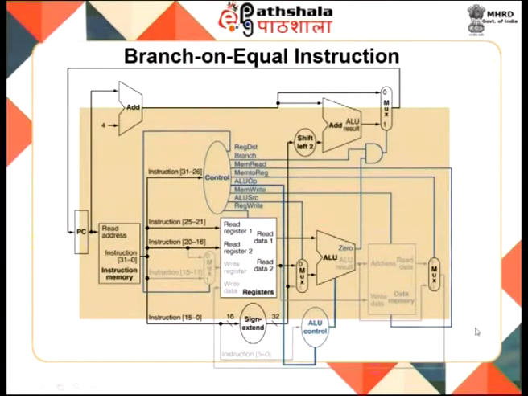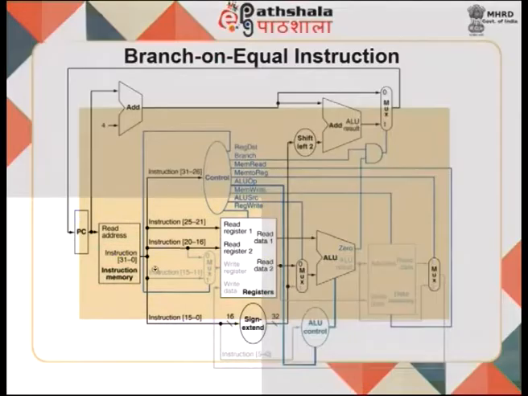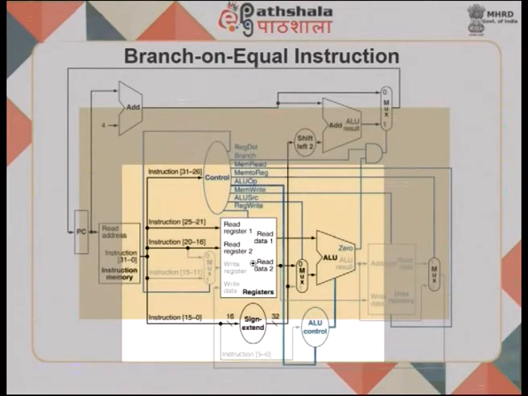If you look at a branch on equal instruction, similarly the instruction fetch is the same, decode is the same, register reads are the same. Here, when you are trying to look at the equality that is going to be decided, it is only equating the two registers here.